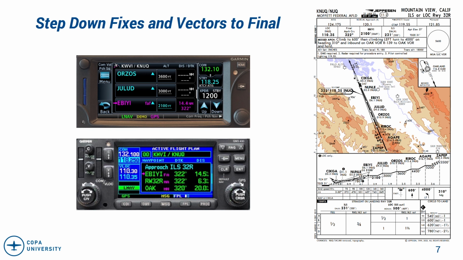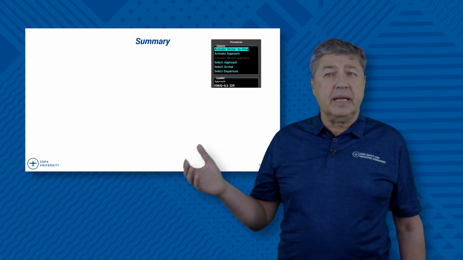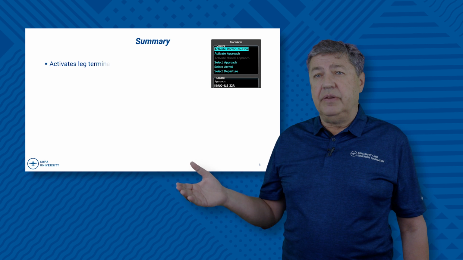If ATC now tells you to fly direct to some intermediate fix, you have to reload the approach to make that happen. In summary, activate vector to final is a great feature.